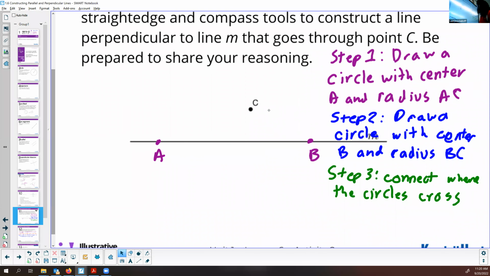So we did a correct perpendicular construction. So again, those were the steps. We drew a circle with a center at A and a radius of AC, then went center of B, radius of BC, and then we connected where the circles cross.